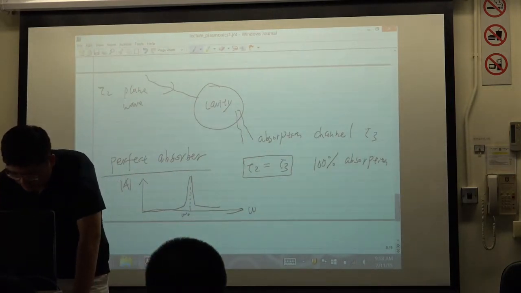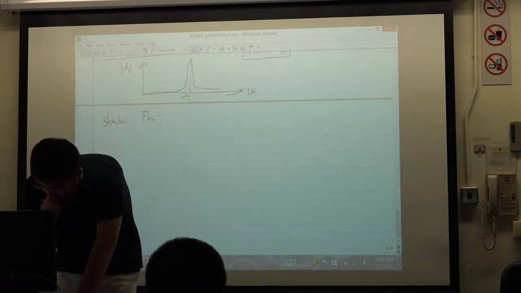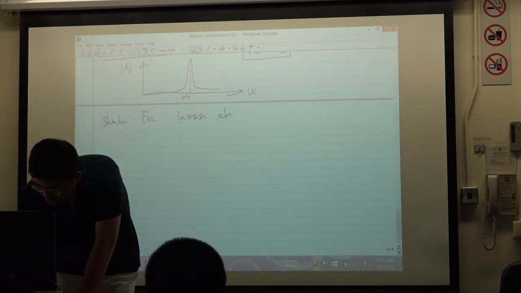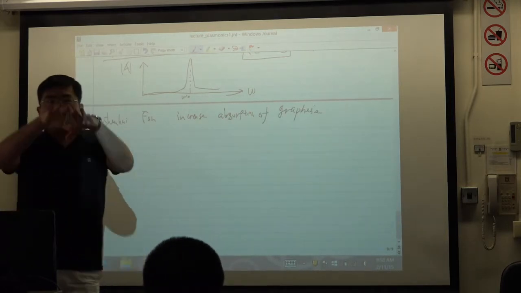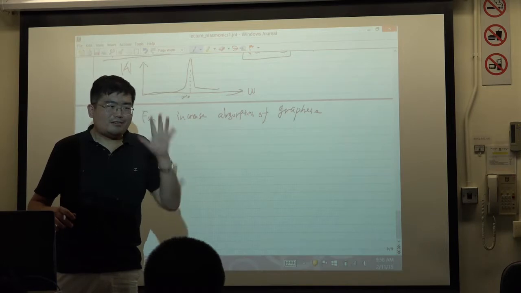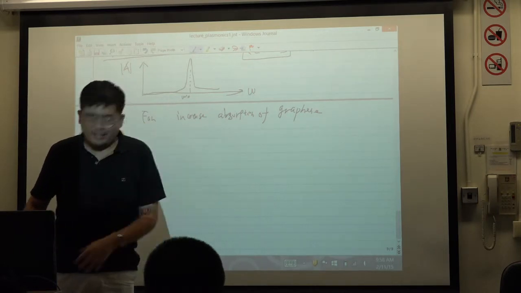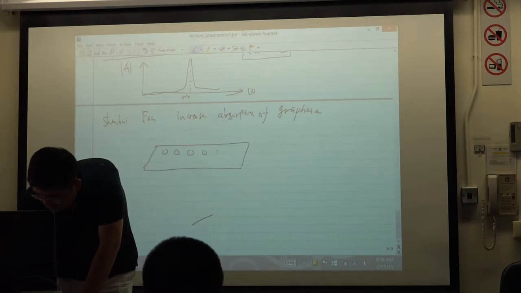I give an example by Professor Shanhui Fan at Stanford. He used this theory to understand how to increase the absorption of graphene. Everyone knows graphene has very weak absorption. A single sheet of graphene only absorbs a very small amount. It's transparent, they can use it as an electrode. So how can they do that? They make a grating, a slab with holes.